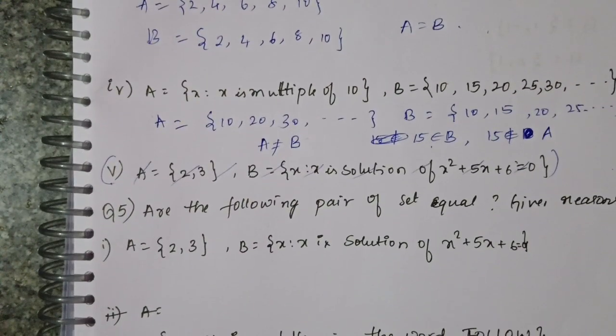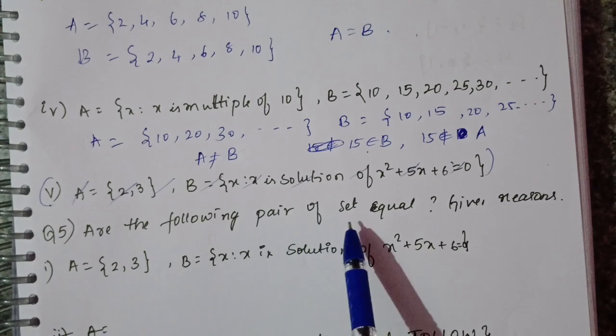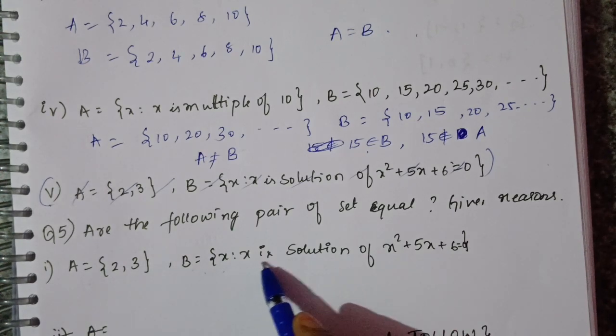Now, are the following pair of sets equal? Give reason. If the sets are equal, we should give the reason. See, A is 2, 3, and B is what is there upon x.